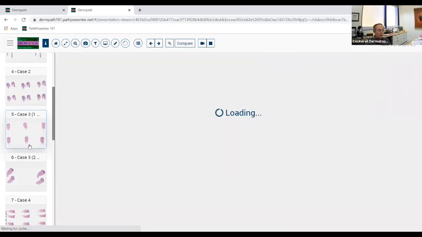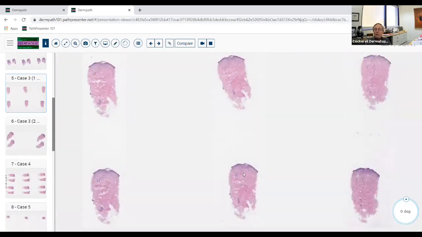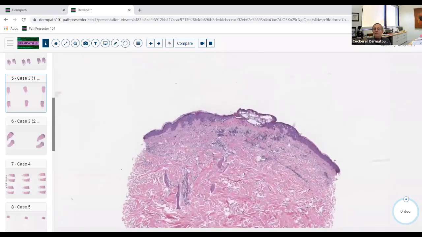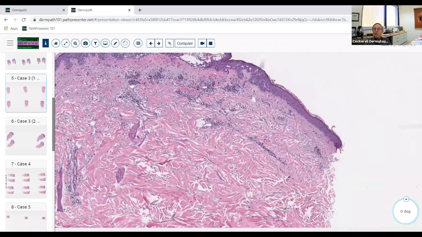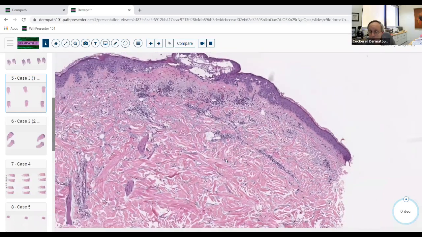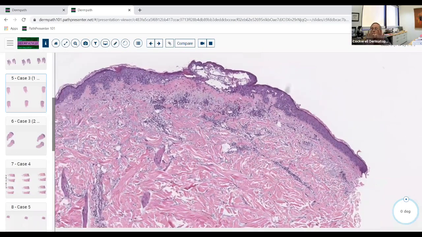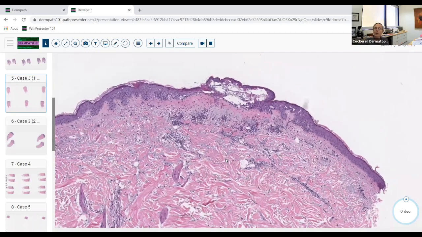Okay, so let's move on to the next case. So here we've got acantholysis, but notice in the last case of pemphigus and in the first case of superficial pemphigus, we had involvement over a broad front. So we had involvement from side to side. There were hair follicles involved. Here we've got focal acantholysis.